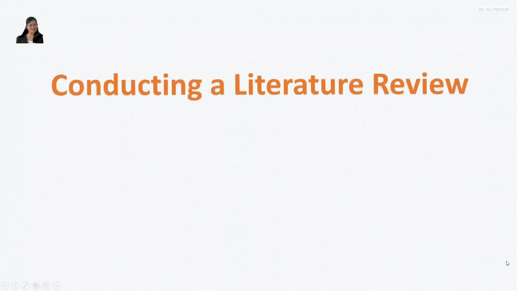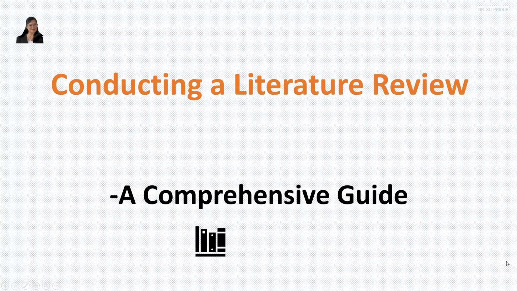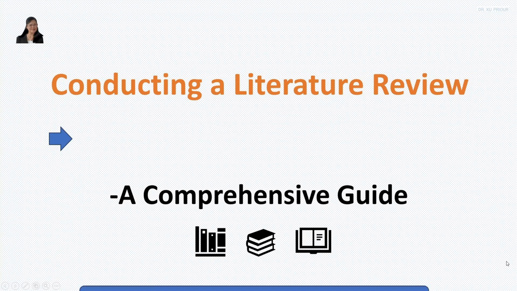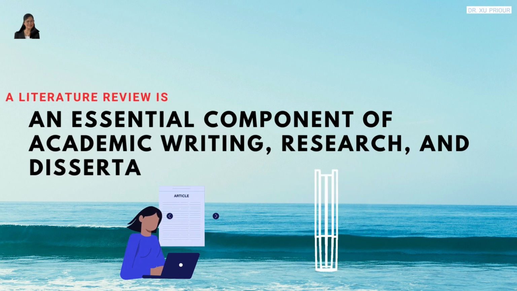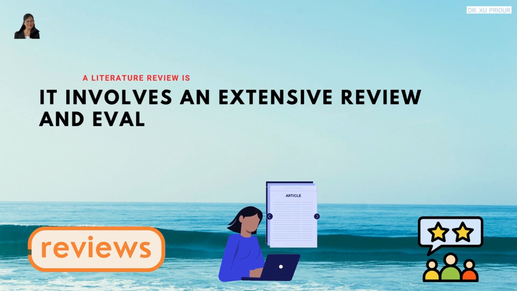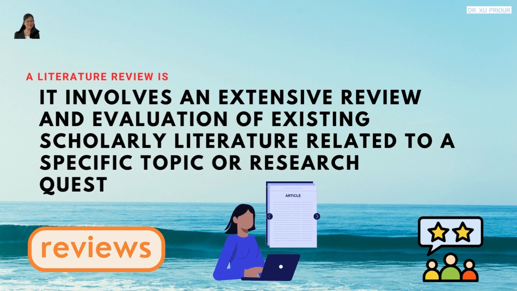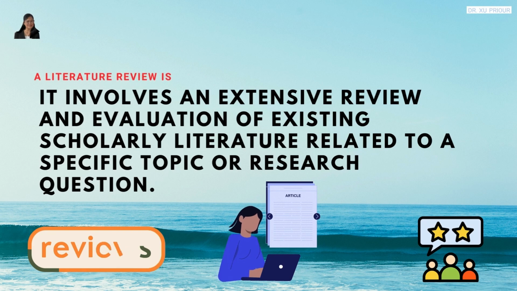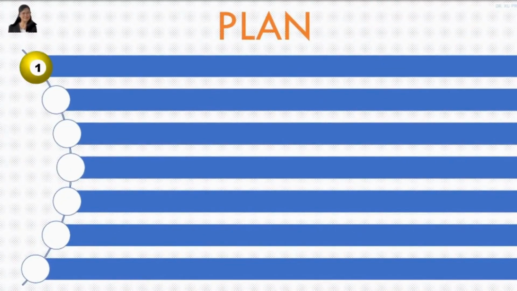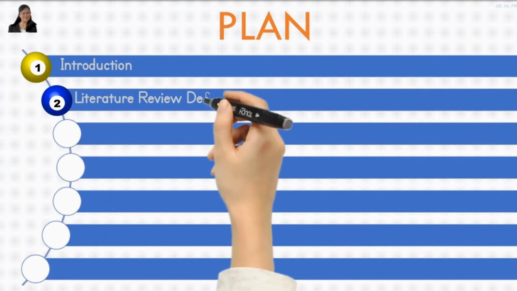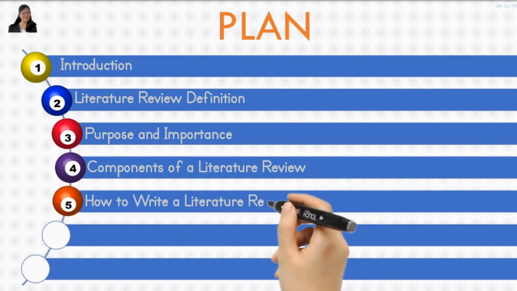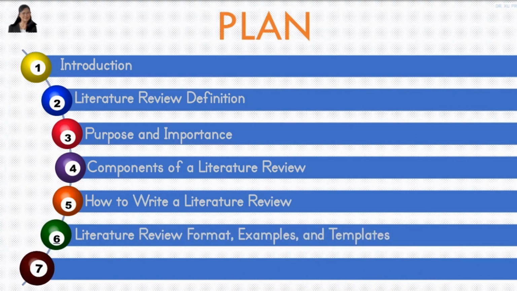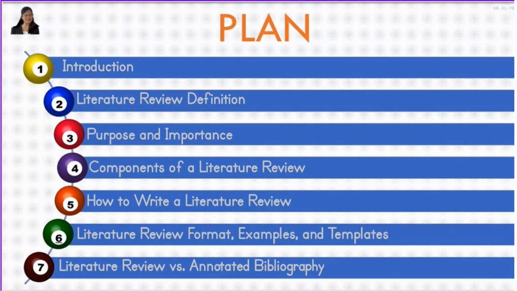In this series of videos, I will delve into the fascinating world of conducting a literature review, a comprehensive guide for writing a literature review. Before we begin, let's establish what a literature review exactly is. A literature review is an essential component of academic writing, research, and dissertations. It involves an extensive review and evaluation of existing scholarly literature related to a specific topic or research question. In this video, I'll explore the definition, structure, and how to write a literature review, along with examples and format. I will also briefly explain the difference between a literature review and an annotated bibliography.